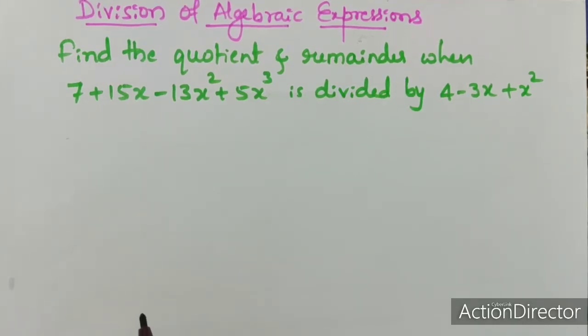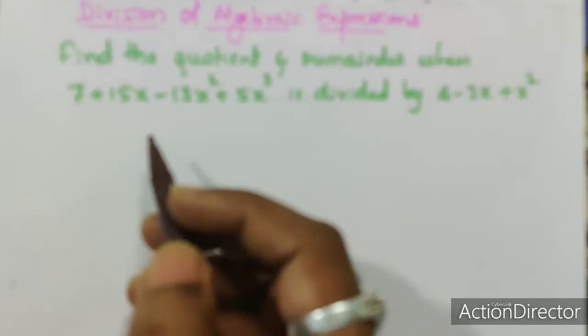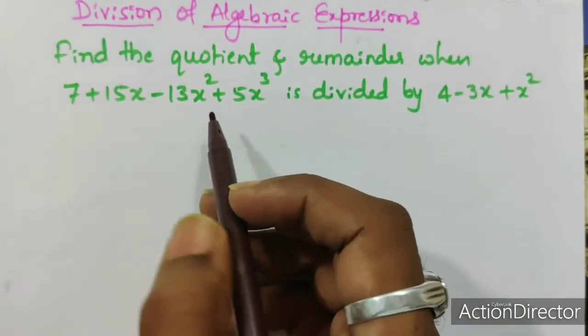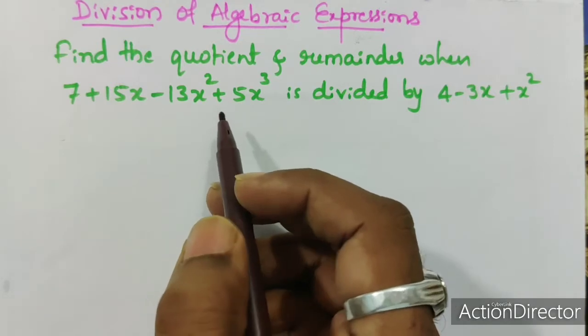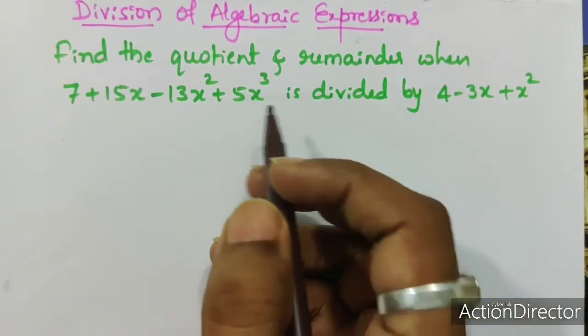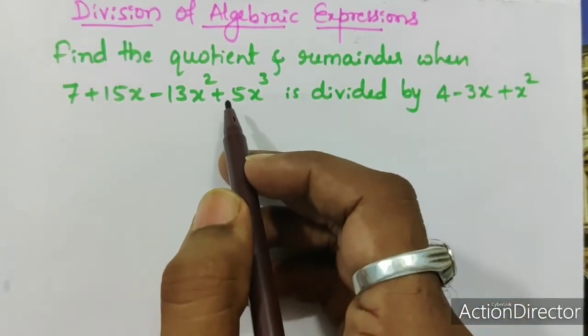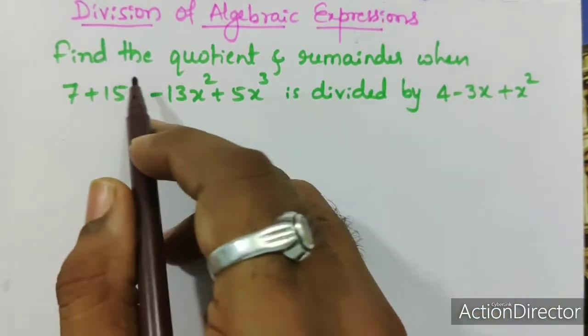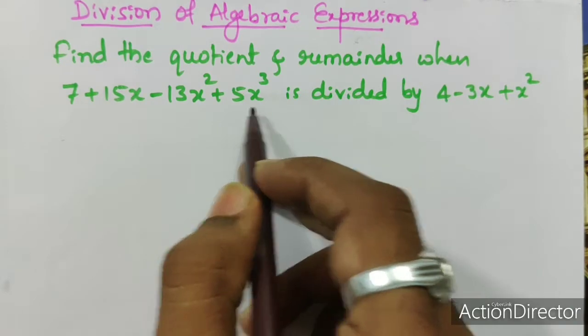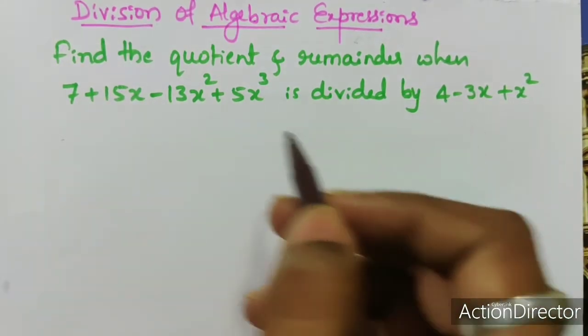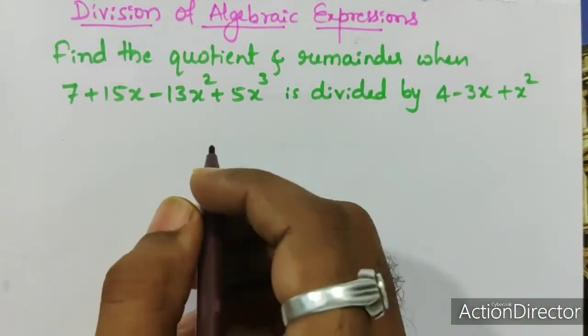Hello students, we have solved some division questions of polynomial by polynomial. So I have two more questions for you today. The way the question is asked is slightly different. Find the quotient and remainder when this expression is divided by this expression, polynomial by polynomial.